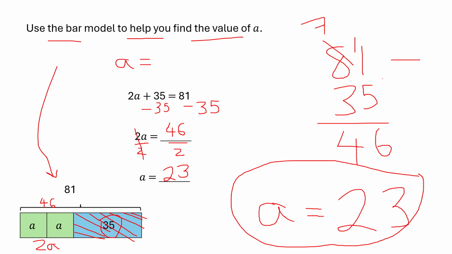We did that by subtracting 35 on both sides, because that's the opposite of adding 35. That's the inverse process. We then divided by 2, because 2A, remember, means A times 2, or 2 times A, so 2 lots of A. So the opposite of multiply, guys, is to divide. So we divided both sides of my equation by 2.